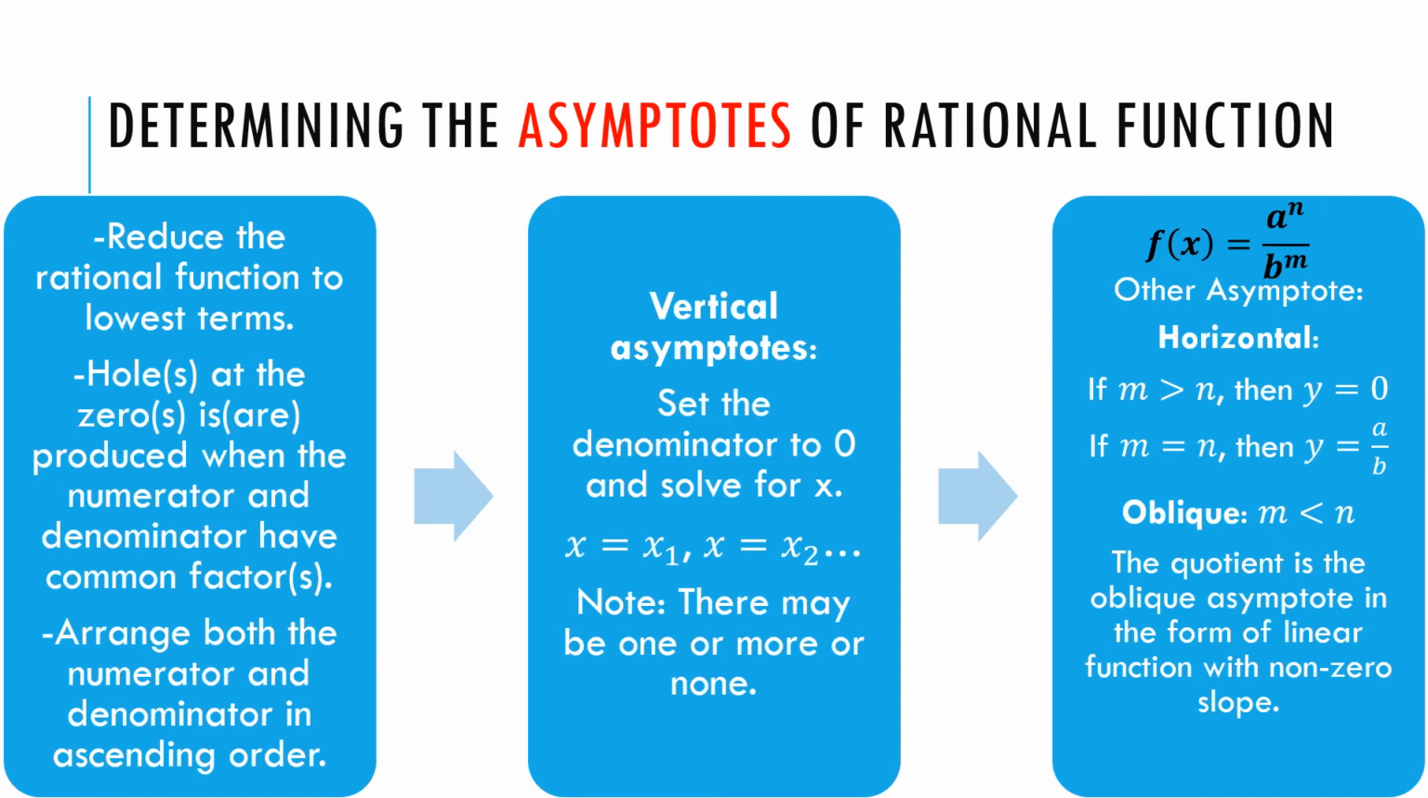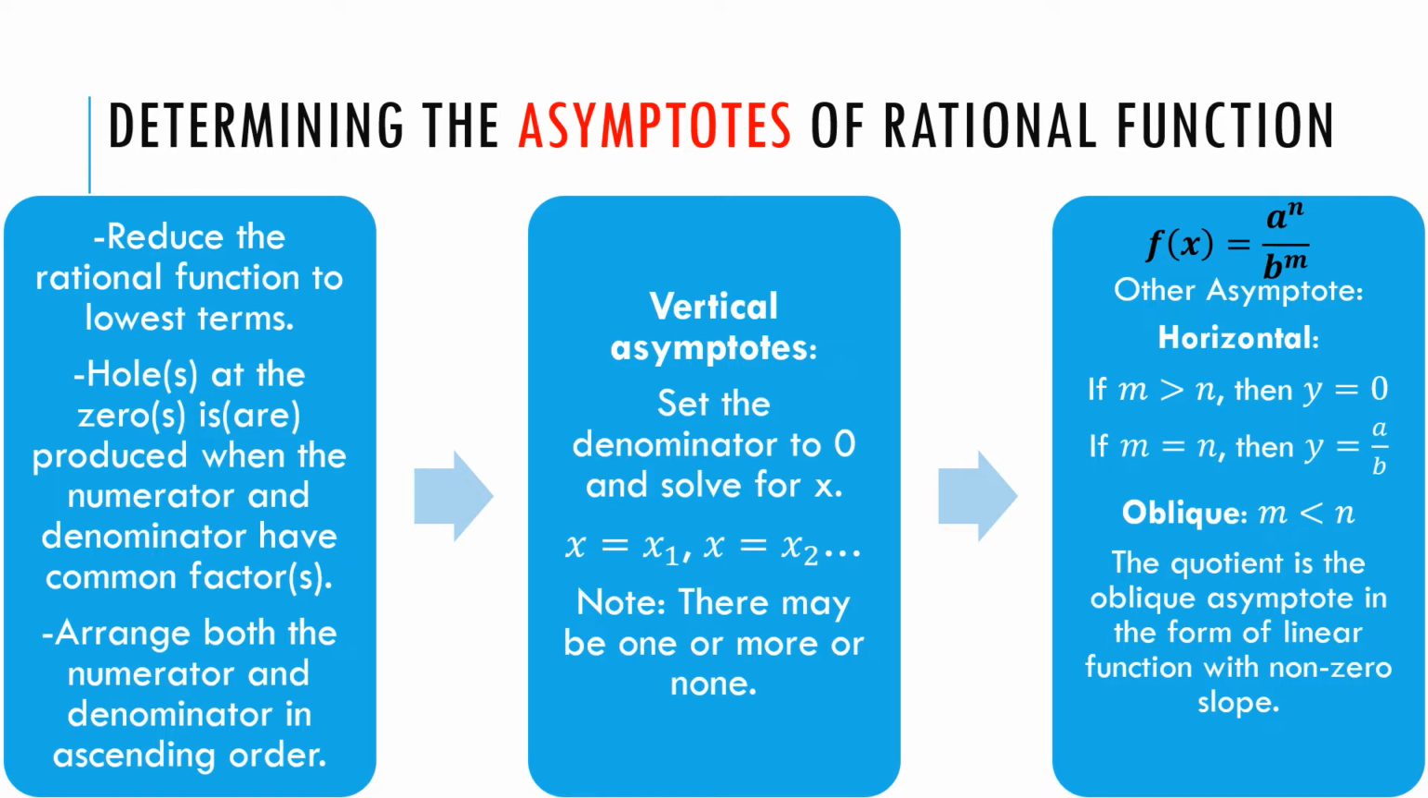In determining the asymptotes of a rational function, all you have to do is follow these steps. First, reduce the rational function to lowest term. There are also holes that are produced when the numerator and denominator have common factor. Arrange both the numerator and denominator in ascending order based from its exponents. For the vertical asymptotes, set the denominator to 0 and solve for x. Take note that there may be one or more or none.